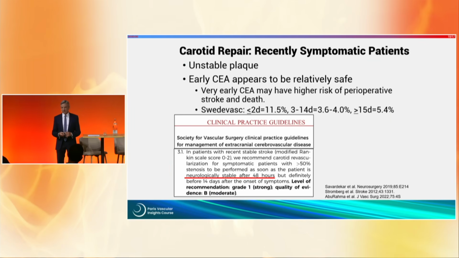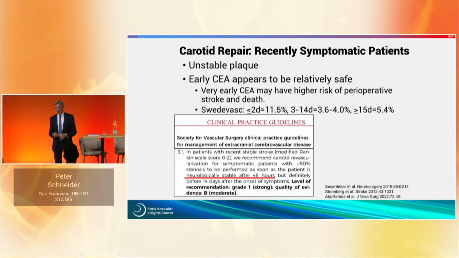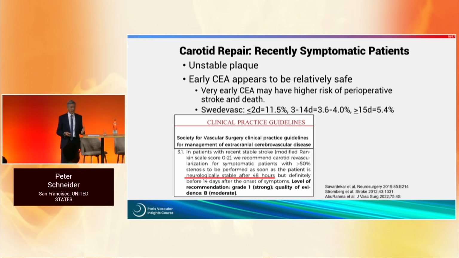So I talked about contralateral carotid occlusion. I'll go quickly now to recently symptomatic. In a way, I worry about these even more than the contralateral carotid occlusion, the patients who are recently symptomatic. And here, from clinical practice guidelines, the idea is that you wait until the patient's neurologically stable, hopefully at least 48 hours, but then you do the repair between 2 days and 14 days. And you can see from previous CEA data that 3 to 14 days is safer than less than 2 and almost as safe as the long run.